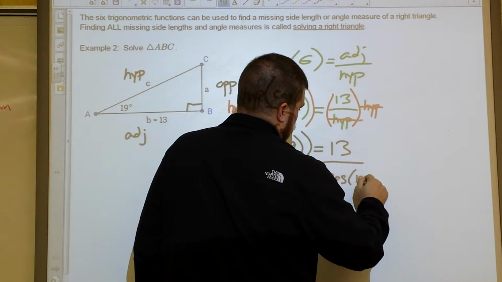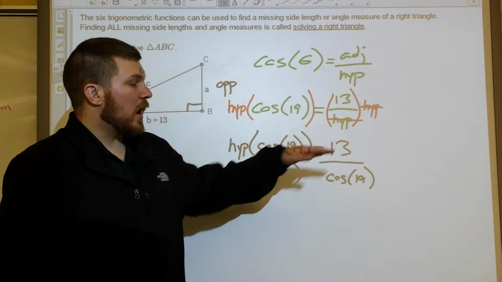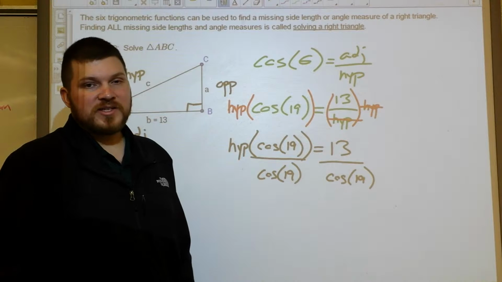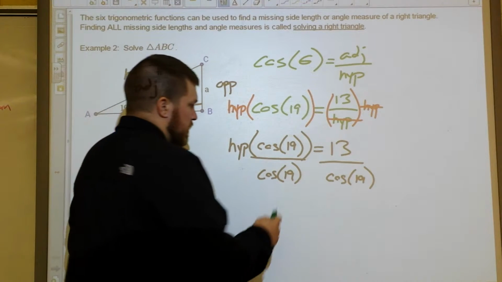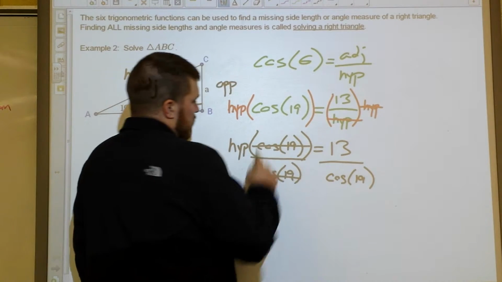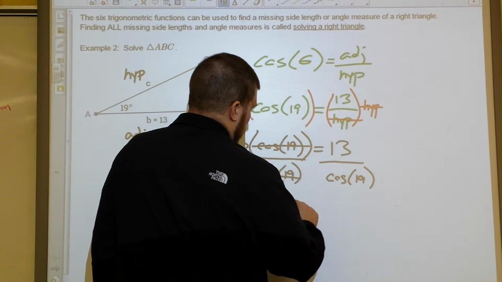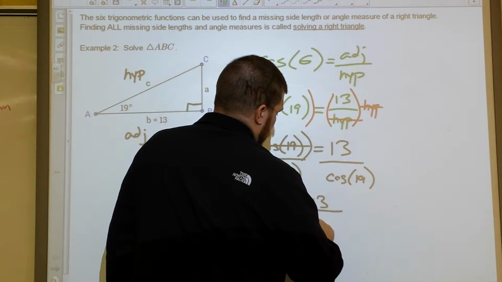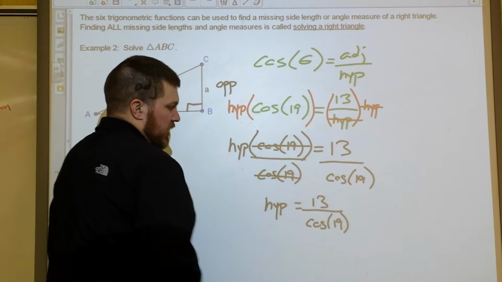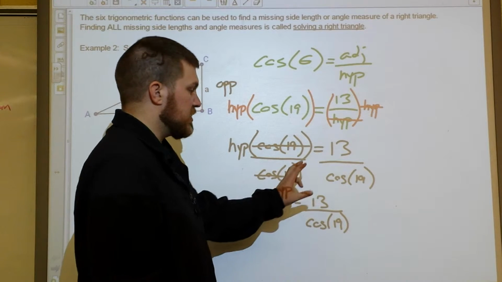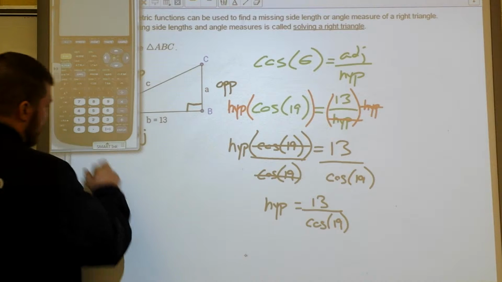Cosine of 19 is just going to be a decimal. It's going to be a really ugly decimal, so you can go ahead and turn that into a decimal if you want. I'm going to leave it as cosine of 19 for right now and round at the end. That way I'm as close to the true exact answer as possible. So cosine of 19 and cosine of 19 cancel out, so I just have the hypotenuse is equal to 13 over cosine 19. Now I'm going to type this in my calculator exactly the way it is. Since it's a fraction, I want to be sure to put it in parentheses when I type it in, so let's do that.